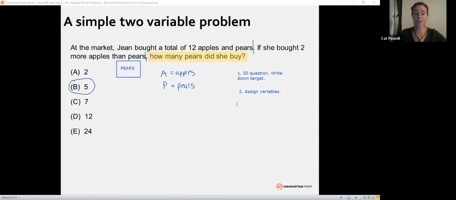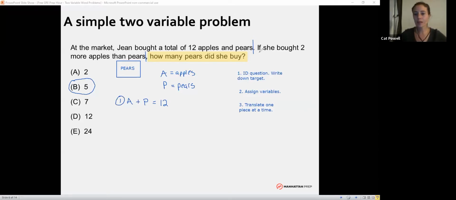Then I'm going to translate that first sentence. She bought a total of 12 apples and 12 pears. Cool. My first equation: A plus P equals 12. That's my next step. Translate one piece at a time. I'm going to get my two equations set up separately, and then I'm going to combine them. I'm not going to try to combine as I go, because that, again, is going to really trip me up as things get complicated.